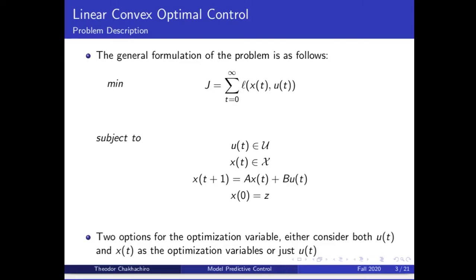Two options for the optimization problem: either we consider u of t and x of t to be our optimization variables, or we only consider u of t to be our optimization variable. This really depends on the problem that you are dealing with, and it has its advantages and disadvantages in some cases.